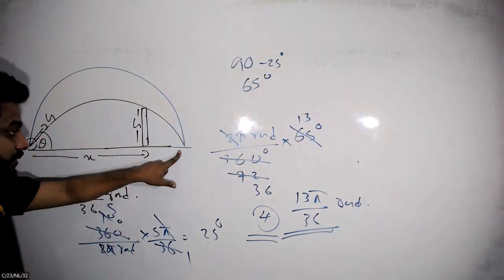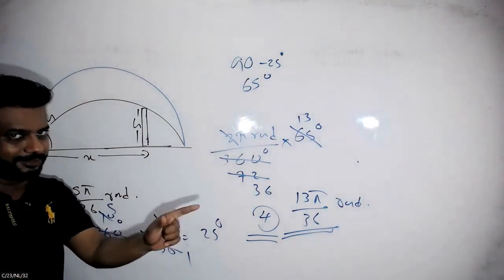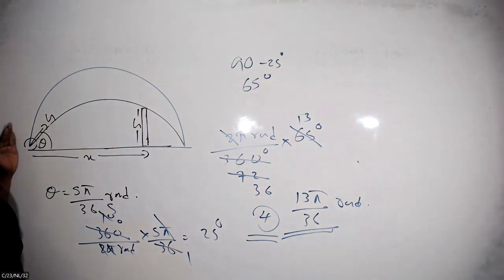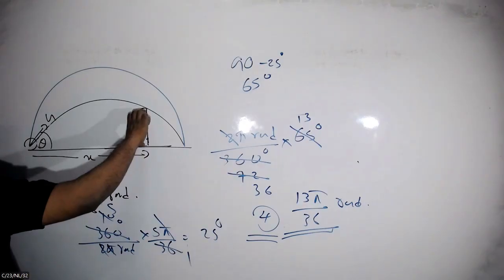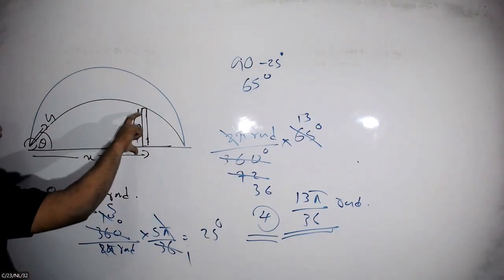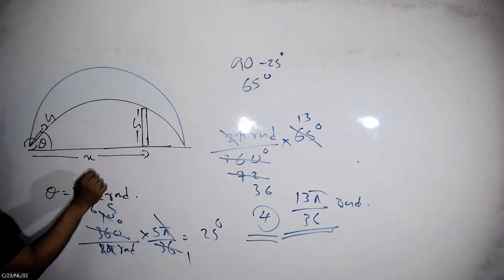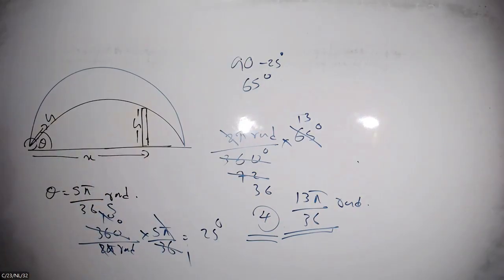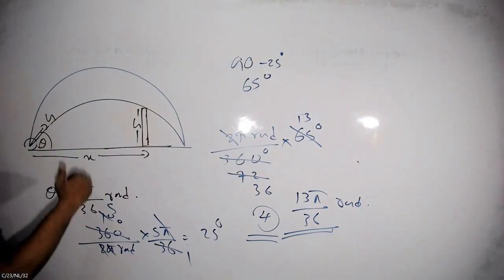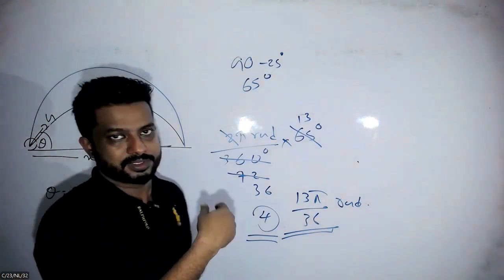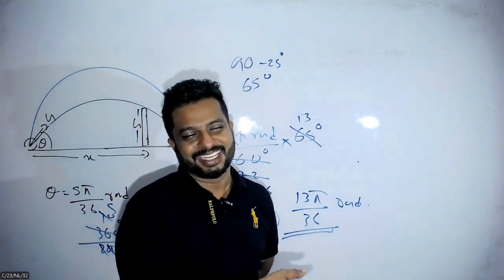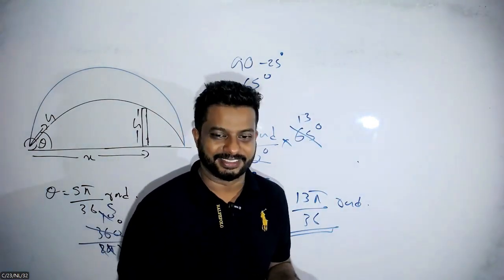But for the maximum horizontal range, it is 45 degree. Then to prevent this collision between this hill and the bullet, you need to increase this vertical displacement at the same horizontal displacement. Therefore, you need to increase the angle from 25 degrees to 65 degrees. Got it? Let's see the answer for the next question.